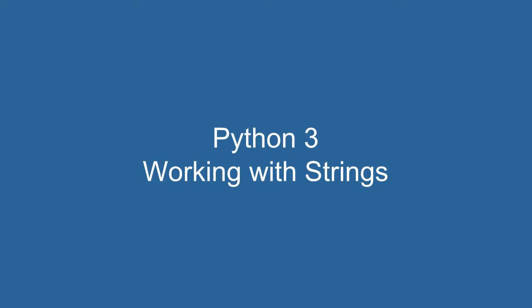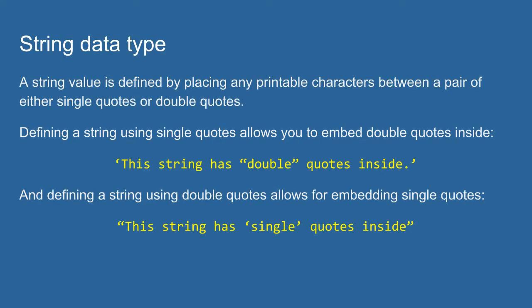In this video we will look at working with strings, and we will go into the string data type in a little more detail. A string value is defined by placing any printable character between a pair of either single quotes or double quotes. In Python, a string can be defined with either pair of quotes.